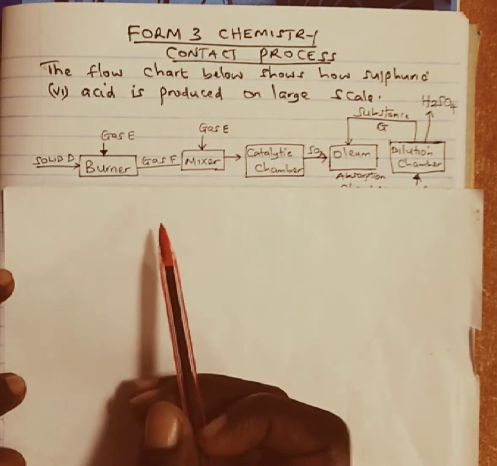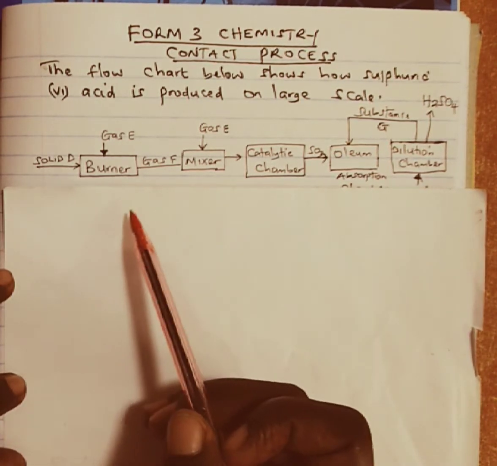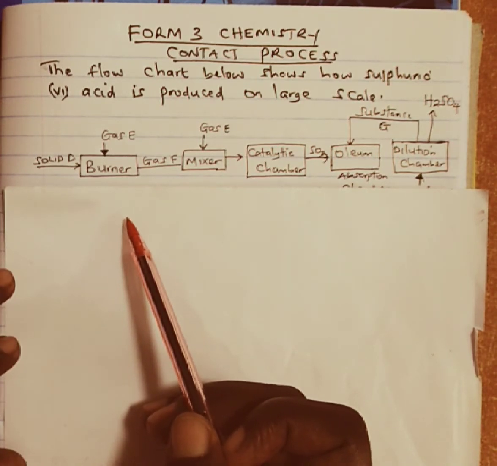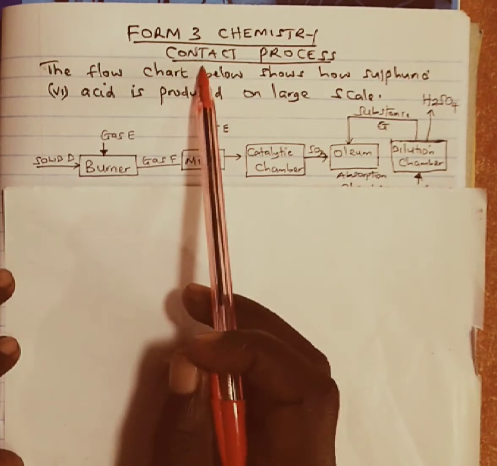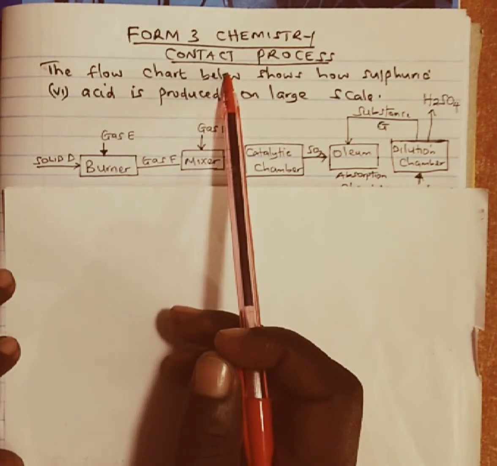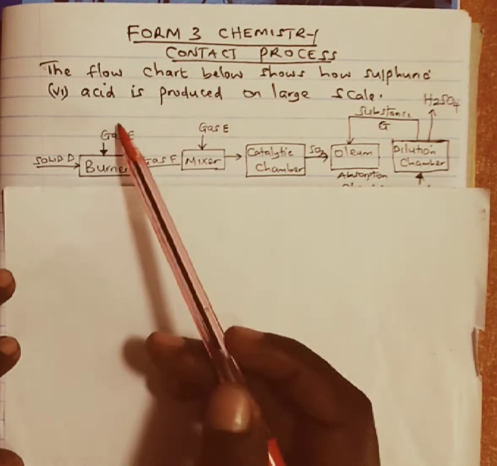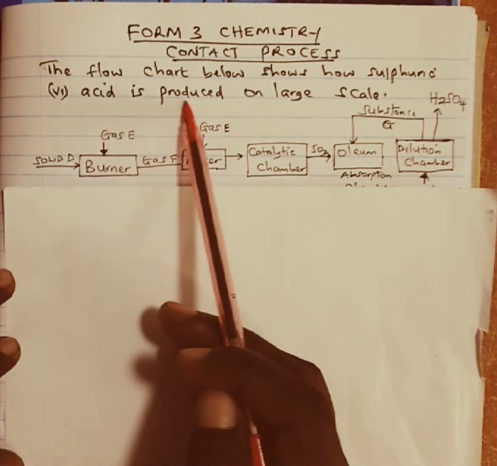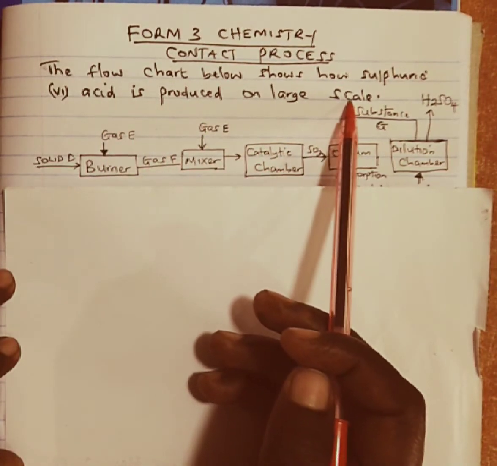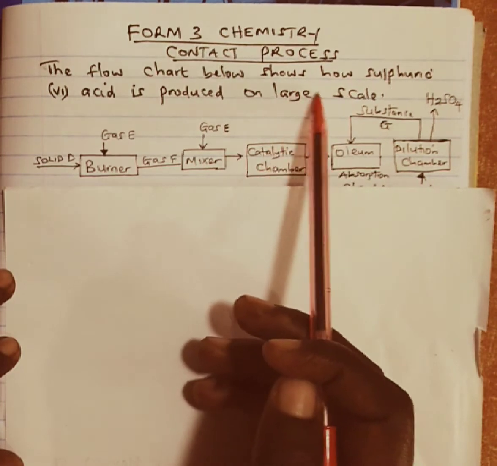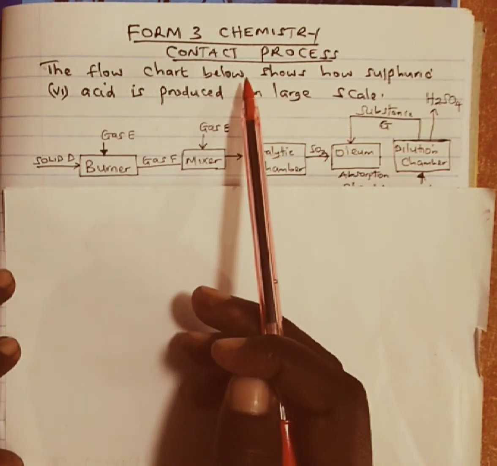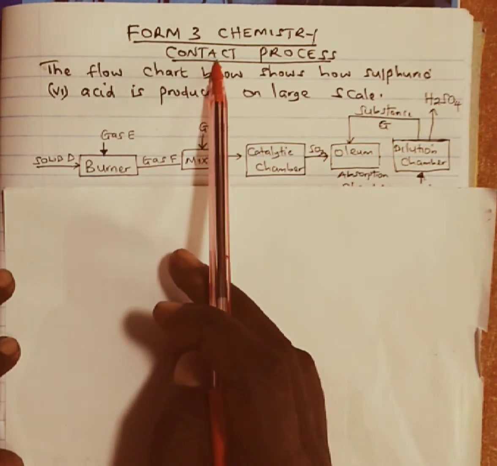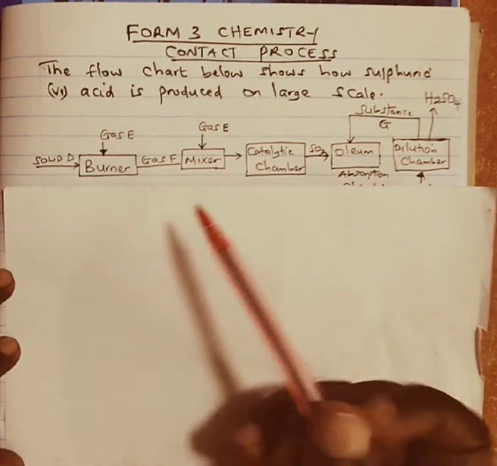Today we are going to go through a process that manufactures concentrated sulfuric 6 acid, and that process is known as the contact process. The flowchart below shows how sulfuric 6 acid is produced on a large scale, and we have already said that on a large scale, concentrated sulfuric 6 acid is manufactured through a process known as the contact process.